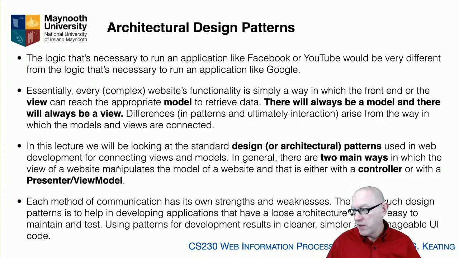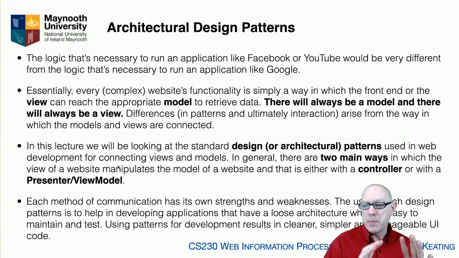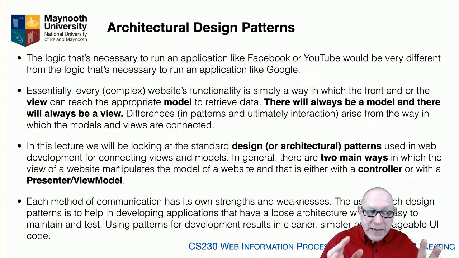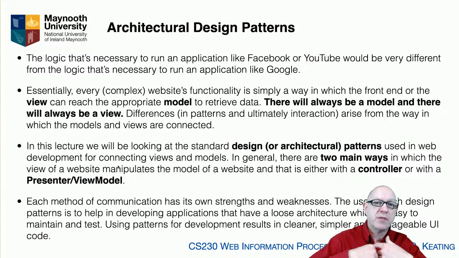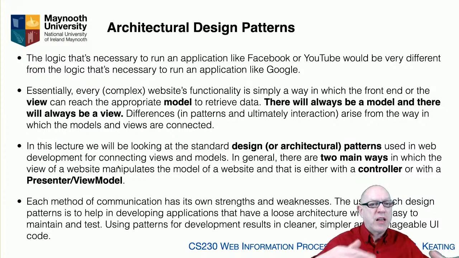So we're going to look at the way that these are connected using some standard design or architectural patterns. In other words, there are two ways in which you can have the view of a website manipulate the model of a website, and that's either using a controller or with a presenter or a view model. We'll see those terms a little bit later. The takeaway now is that we have data that sits somewhere in the background. We have some controller or user interface mechanism that somebody clicks or presses or scrolls or types that changes that view.